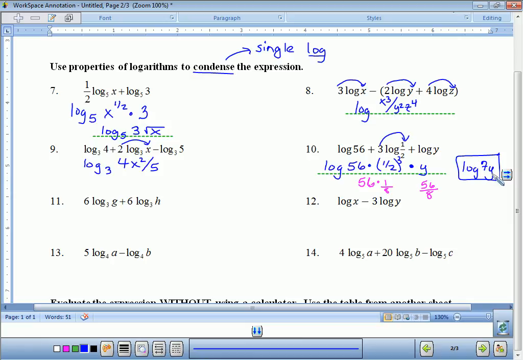Yes, Chase? I figured it out. Okay. I was wondering how 1/2 cubed is 1/8. Okay, you got it.